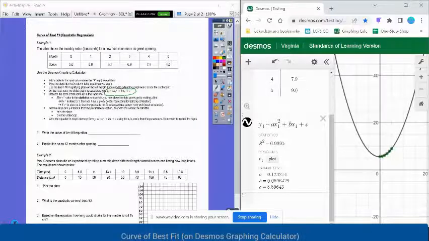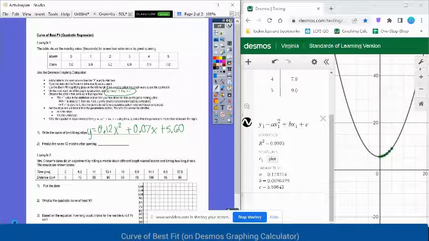Okay, so y equals my a value 0.12 x squared plus my b value 0.07 when I round that to the hundredths with my x, and then plus 5.59. Oops, but that would round up, so that's actually going to be 5.60 for it.